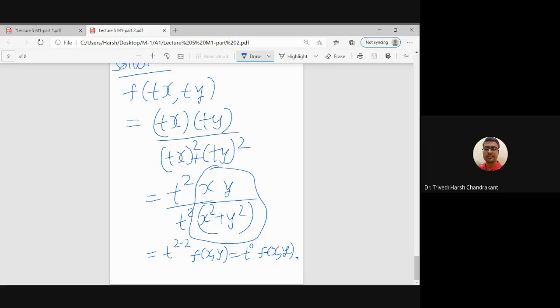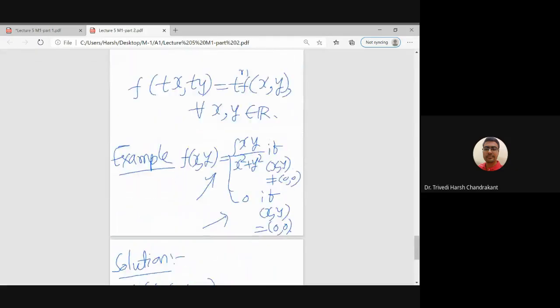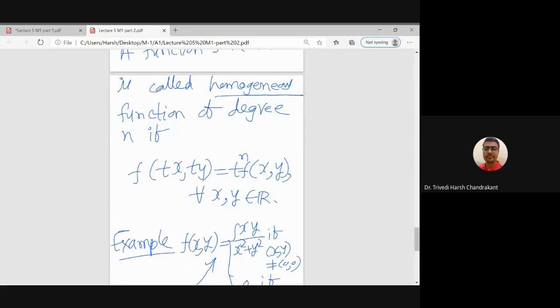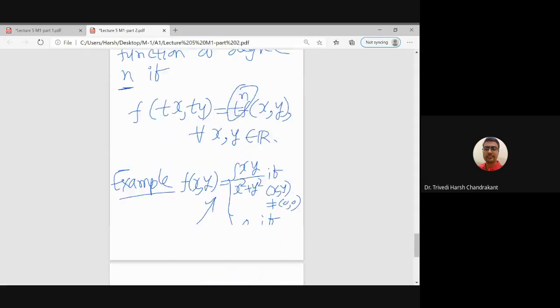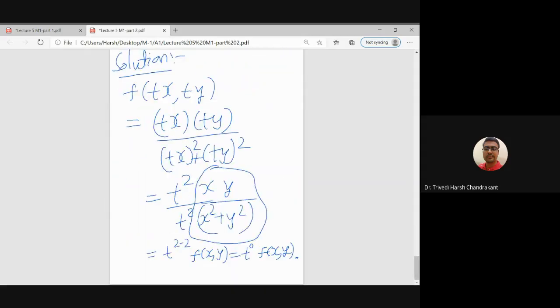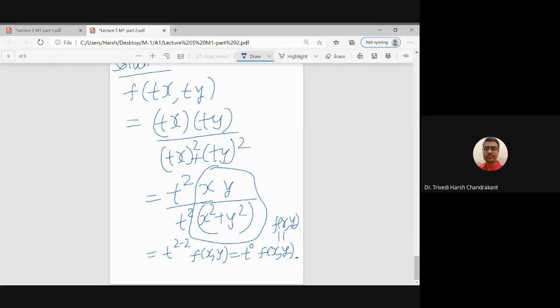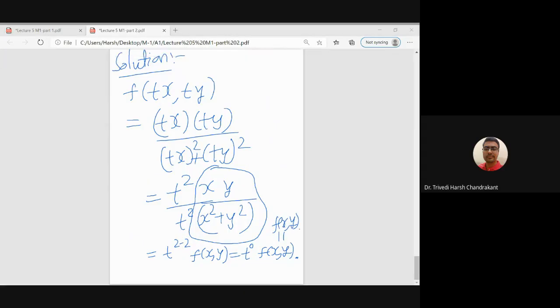So whatever power comes, this power of t is basically the degree n. Here the power coming is t power 0, so basically it is 1. t is a real number, so this is nothing but f of xy. Right, so you can also define some functions similarly and check.